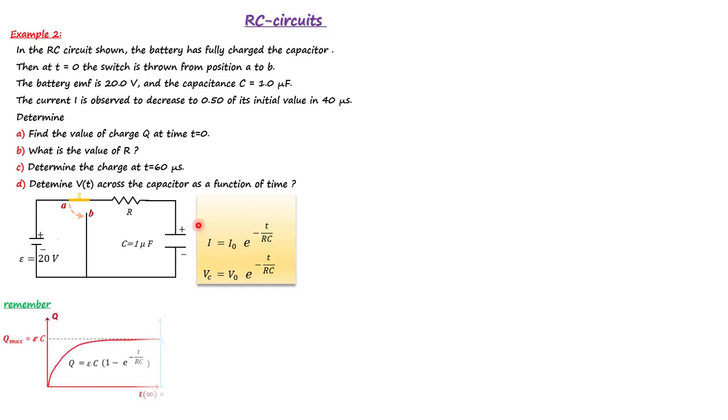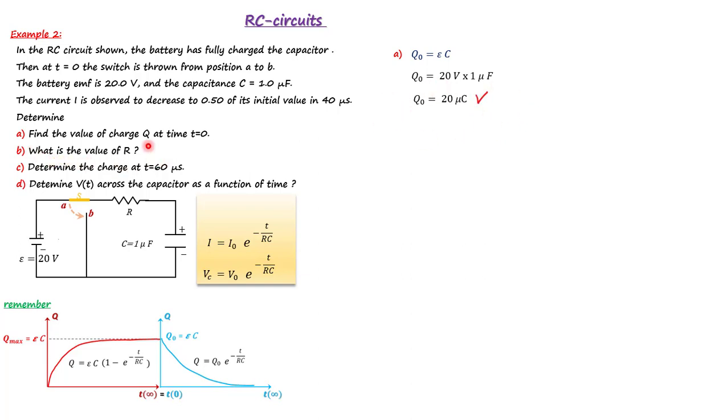So again, remember, t equal to 0 of the discharging process is t equal to infinity of the charging process. So right here, they have the same value of charge, epsilon times C. So Q0 is epsilon times C. It's 20 volt times 1 microfarad, and the result is 20 microcoulomb. So this discharging process will start with this maximum value.